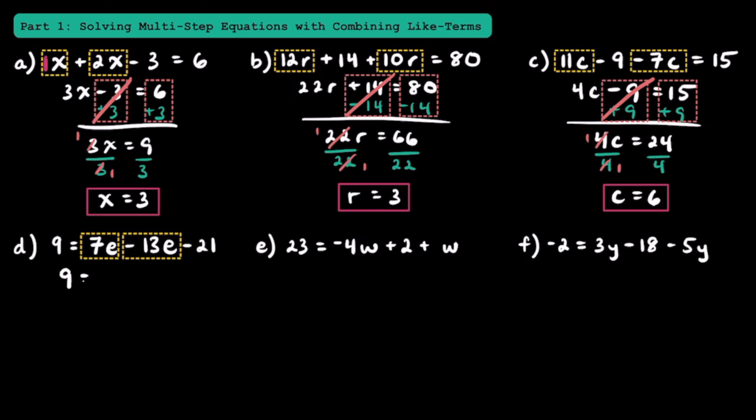After simplifying this, we're going to get 9 is equal to negative 6e minus 21. Next, we're going to use the addition property of equality and add 21 to both sides. These two are opposite, so they cancel out to make 0.